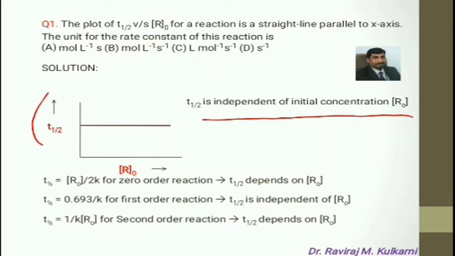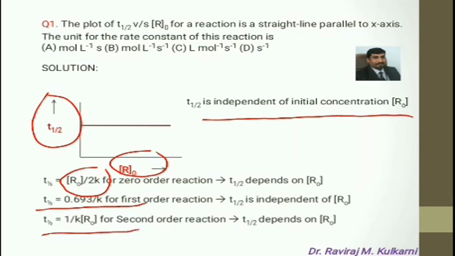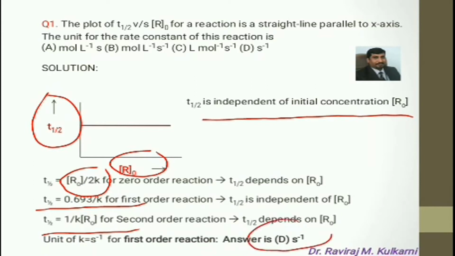When you plot a graph of t half versus A naught, it is a straight line parallel to the x-axis. So t half for zero order reaction, we know it depends on initial concentration. We know for first order reaction it is independent. So here it is independent. For second order reaction also it is dependent on A naught. So what is the answer? It is a first order reaction. So the unit is per second. So option D is correct.